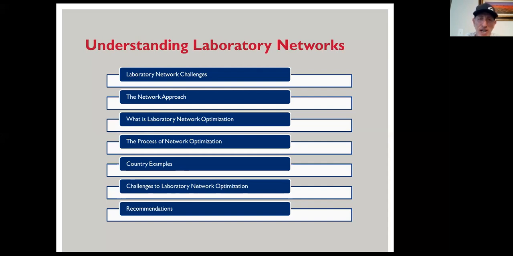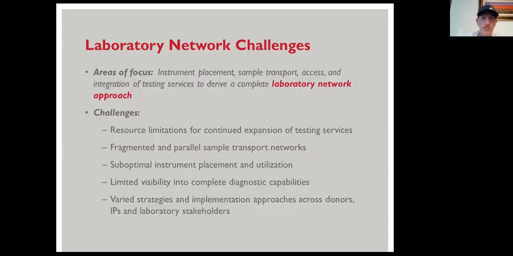And I'll talk about some of the challenges to doing this, and then some way forward thinking as part of some general recommendations as folks think more broadly about their lab networks. So when we think about current networks in countries, there are many issues that we see. Obviously, right now, within the donor community, there are resource limitations, and there's an attempt to create some efficiencies to expand testing in the most efficient and cost-effective manner.